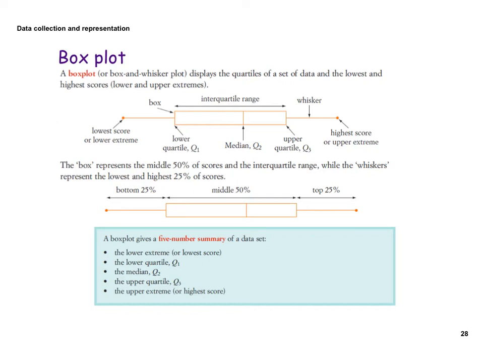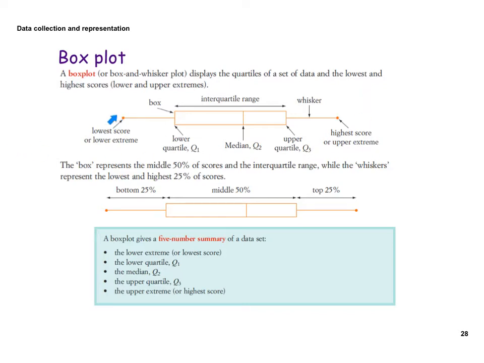Hello everyone, today we're looking at box plots. Let's read through it. A box plot or box and whisker plot displays the quartiles of a set of data and the lowest and highest scores, low and upper extremes. So this is a good diagram here.